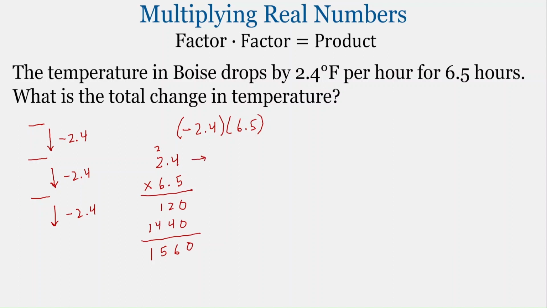We have 1 decimal place here. Another decimal place here for a total of 2. So that means we're going to have 15.60. And since the temperature was dropping, or since we're multiplying by a negative here, that will be negative. So we're dropping 15.60 degrees Fahrenheit. Our temperature change is negative 15.6 degrees Fahrenheit.